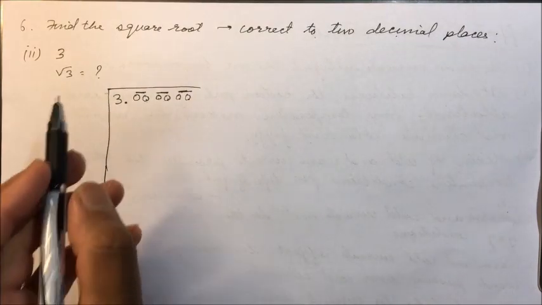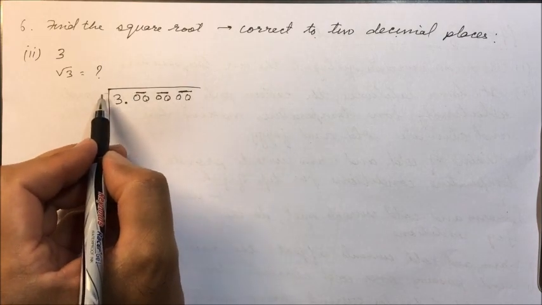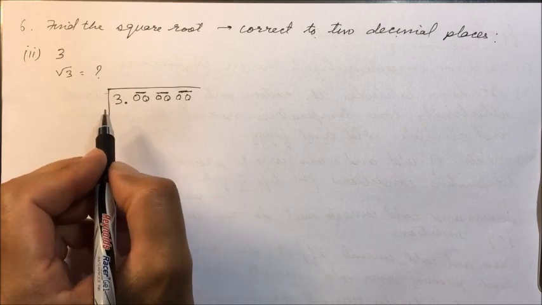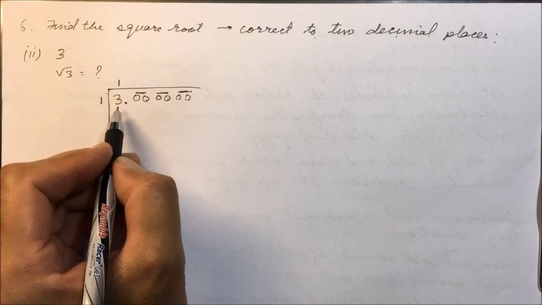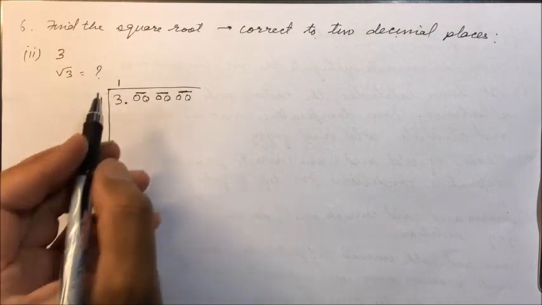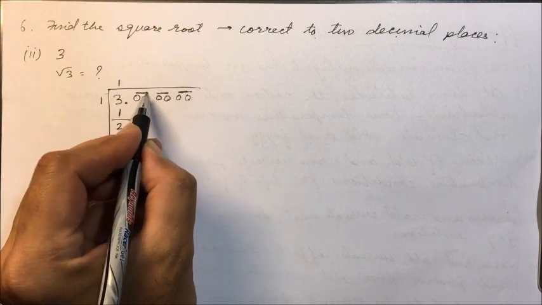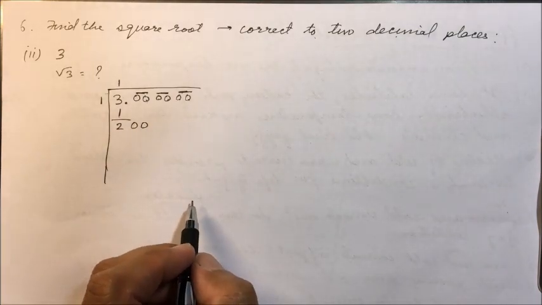So first we will be finding the greatest number whose square does not exceed 3. So that number will be 1. 1 into 1, 1. 2 into 2, 4. 4 exceeds 3. Therefore, we discard 2. We will take 1. Here we will be writing 1. So remainder is 2. Now the whole pair we will bring down, 200.